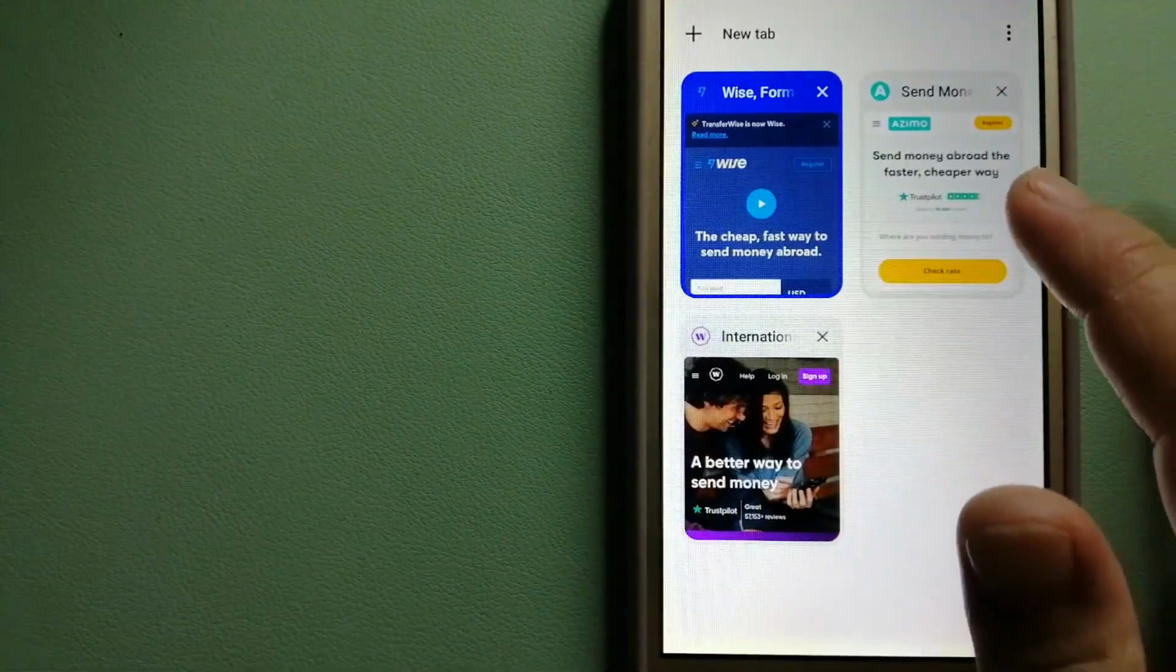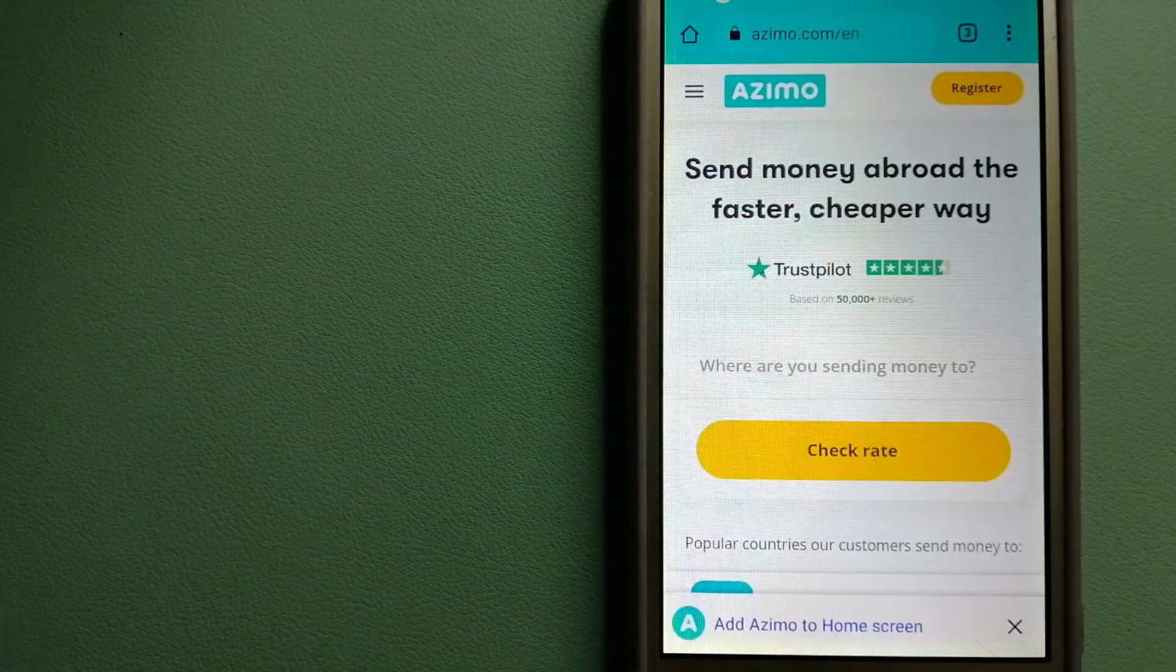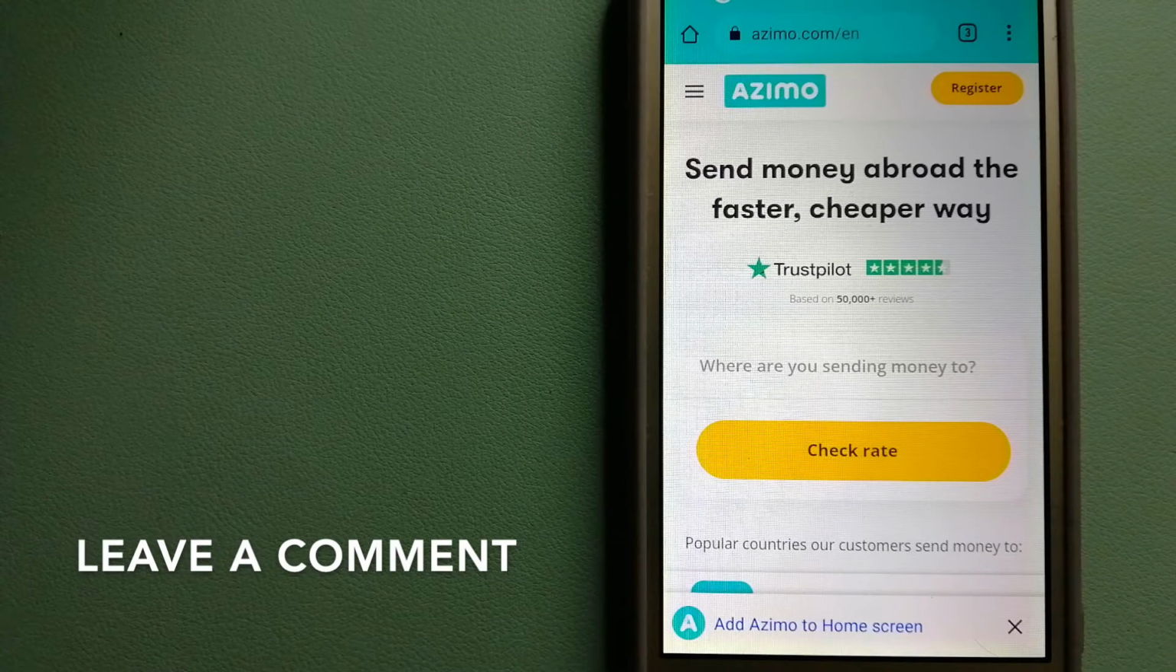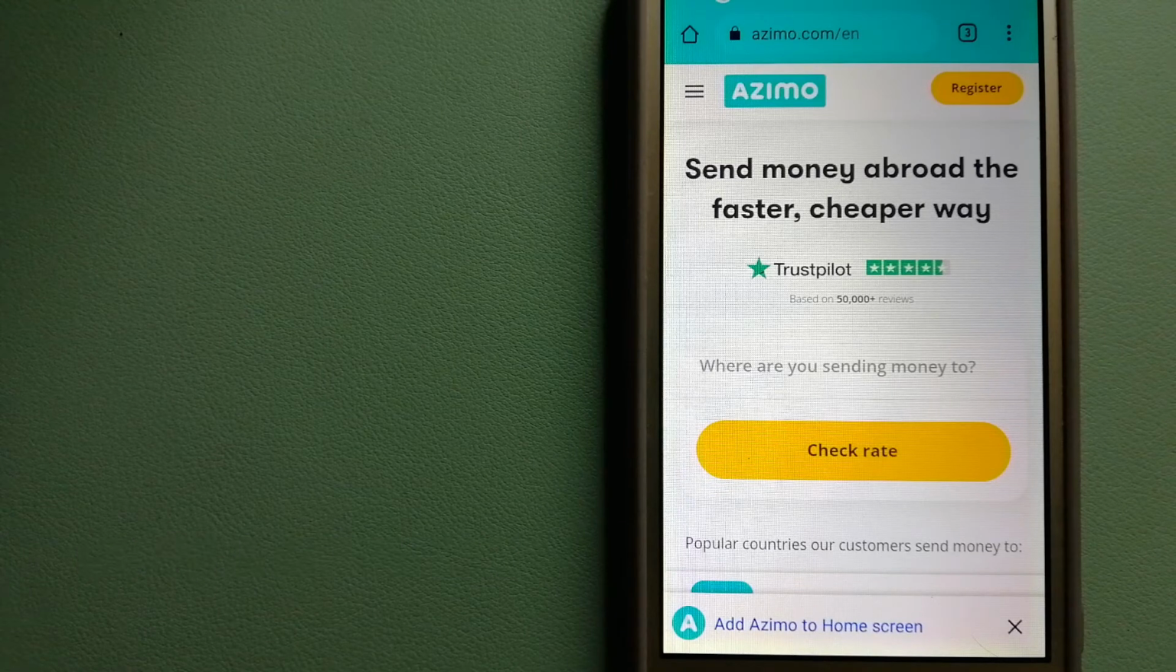The second option is Azimo. This offers money transfer to 190 receiving countries in over 80 different currencies. It is the faster and cheaper way to send money abroad. Instant or one hour money transfers to 80 plus countries, and your first two transfers are fee-free. The company provides foreign money transfer solutions for customers worldwide. And for more information on Azimo, check the video description.